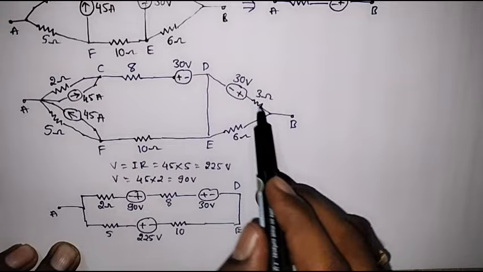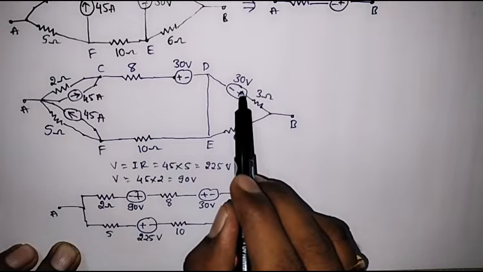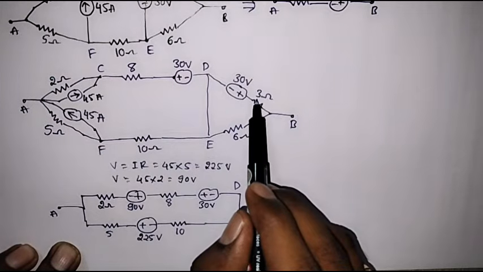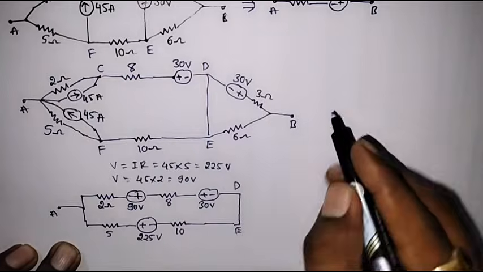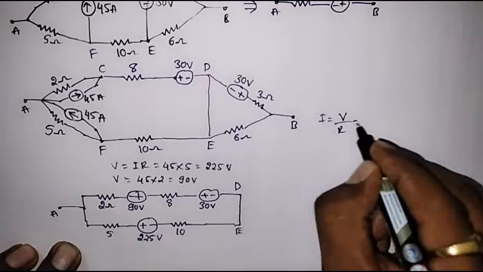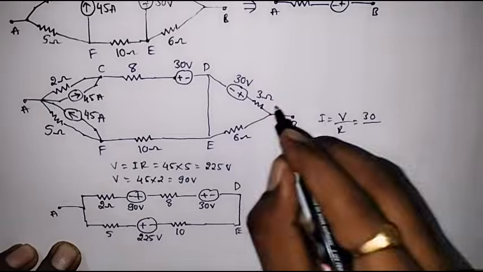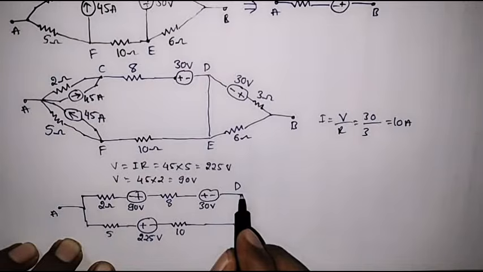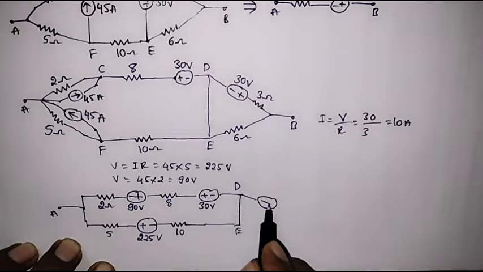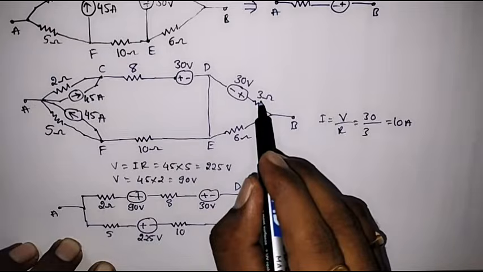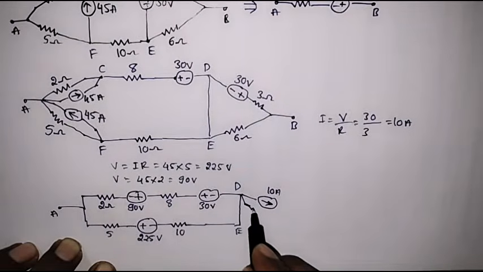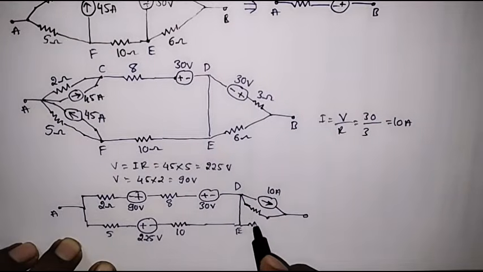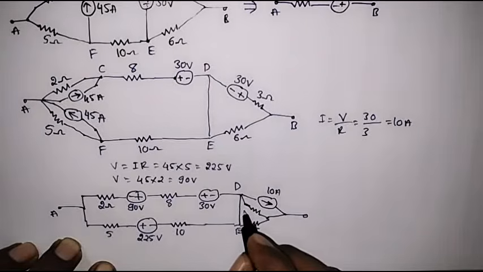Here we can observe that there is a voltage source in series with a resistor. We can apply source transformation here, converting the voltage source into a current source. That is, I is equal to V by R. Magnitude of the voltage source is 30 divided by 3, that is 10 amp. So I'll connect a 10 amp current source. Direction is like this, and the same 3 ohm resistor will appear in parallel, and here we have 6 ohm and this was 3 ohm.